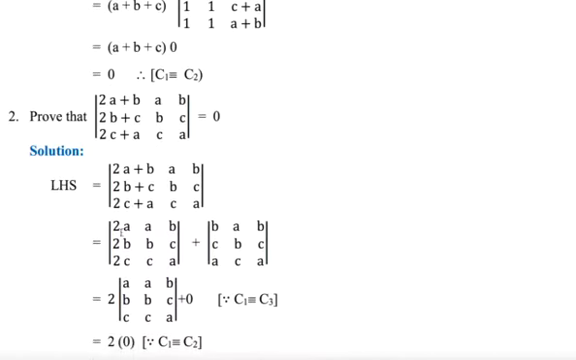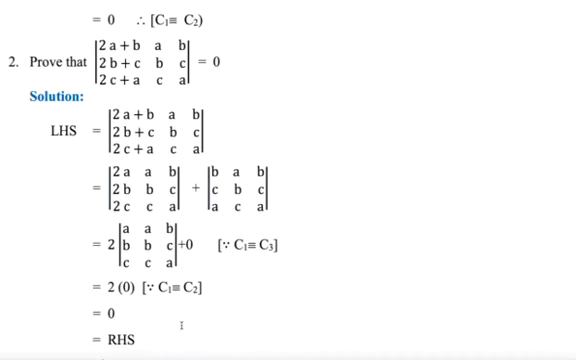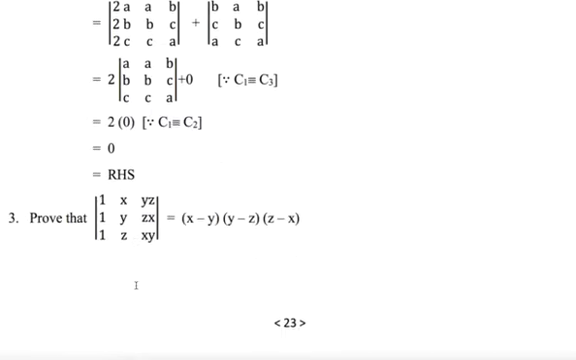How? In this way, two columns are the same, so this is 0. Here also, a b c, a b c, two columns are the same. This is also 0.